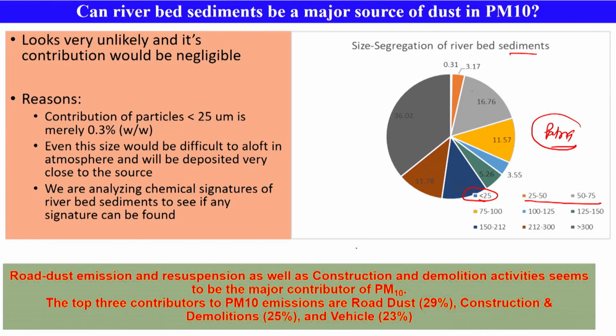Road dust emissions and resuspension, as well as construction and demolition activities, seem to be major contributing sources of air pollution, especially PM10 and road dust in Patna. We estimated that the top three contributors were road dust, contributing about 30%, construction and demolition activities about 25%, and vehicular emissions about 23-25%. So you can see that in urban areas, even if you just look at the dust aerosols, 30 and 25 becomes 55%. 55% is contributed just by dust, and this dust is very important.